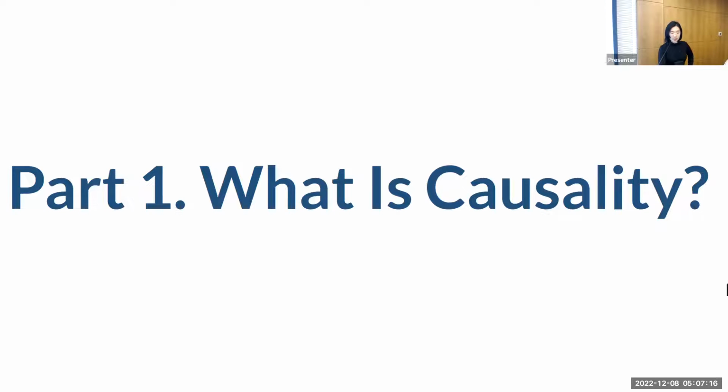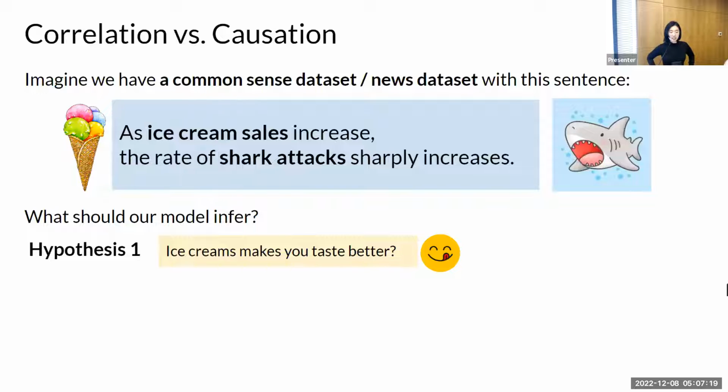What is causality? I'll start with a motivation. A lot of people have heard that correlation does not mean causation. Imagine we have a common sense data set or news data set with a sentence, as ice cream sales increase, the rate of shark attacks sharply increases. Then we might plug this into a model and see what it will infer from this. The first hypothesis could be that ice creams maybe make swimmers taste better.